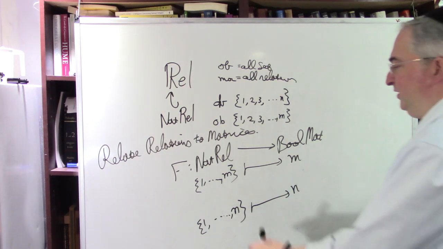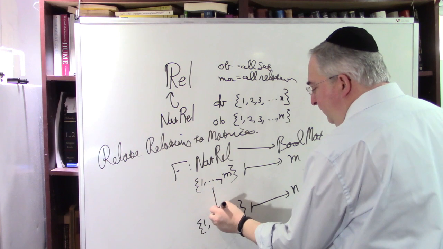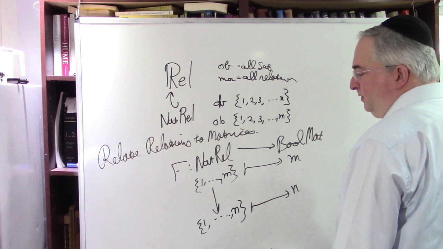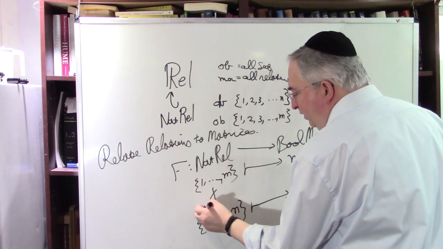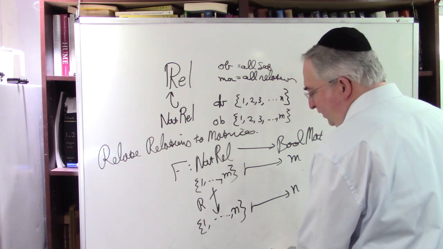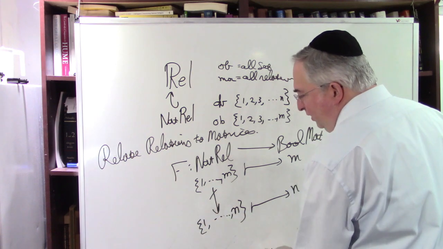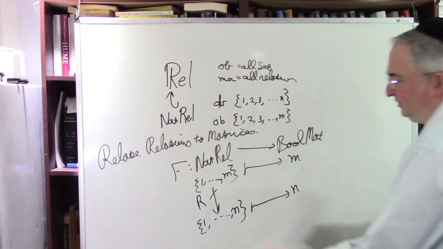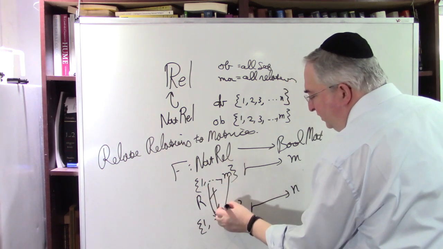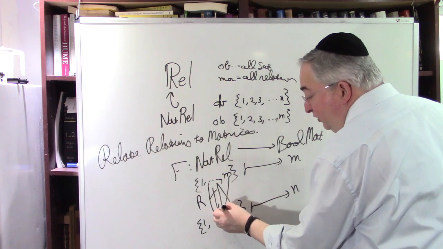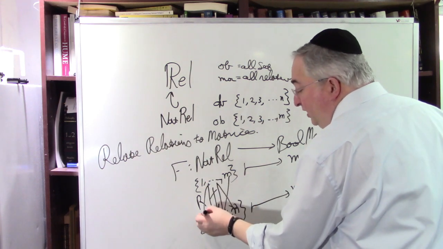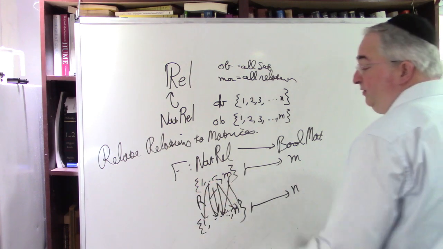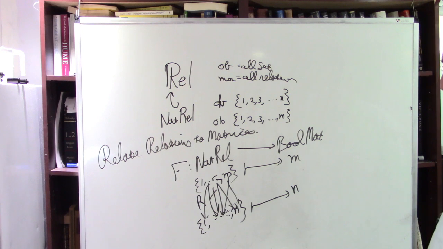Now a typical morphism from here to here is a relation. We might call this relation R. What R does is it says this element is related to this one, this one is related to that one, and this one can also be related to another. It's not a function. An element can be related to several elements, or can be related to nothing, et cetera. That's what it does.